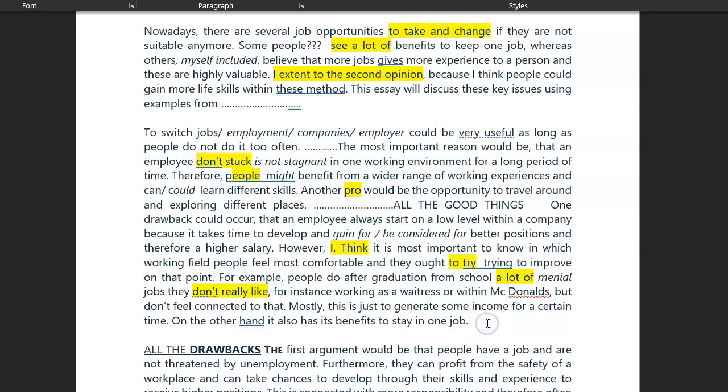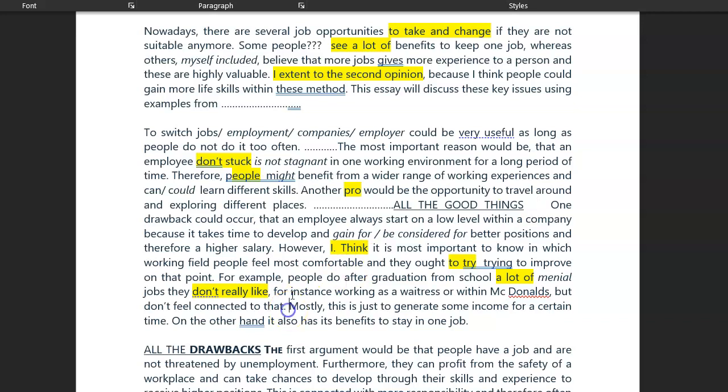On the other hand, also has benefits to stay in one job. Okay, you see the problem I'm having here? It's a little bit confused. I think you want to be saying the good things like you have more chance of getting promoted, you have more chance of getting a pension, getting a car, getting benefits.